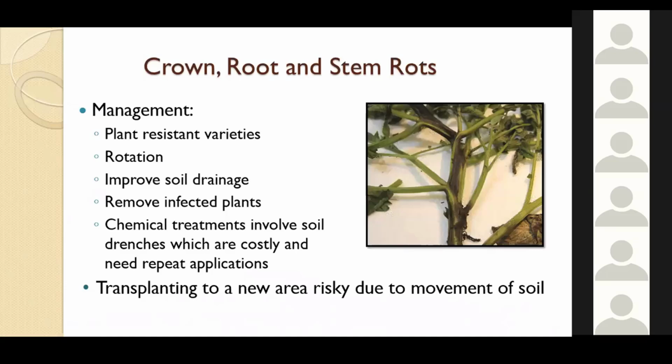Chemical treatments of crown and root rots, we typically don't recommend, primarily because they can be fairly expensive and they often require repeat applications. Another thing with a lot of these crown and root rots is if you have, say, a stand of rhubarb that has a soft rot, you may think, well, I'll just transplant that to another area where we don't have this bacteria. Unfortunately, anytime you transplant something, you're going to be moving some of that soil along with it, and that soil can then harbor some of those crown rot pathogens as well.